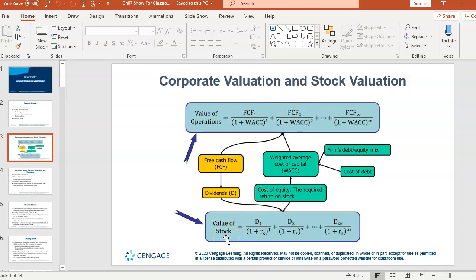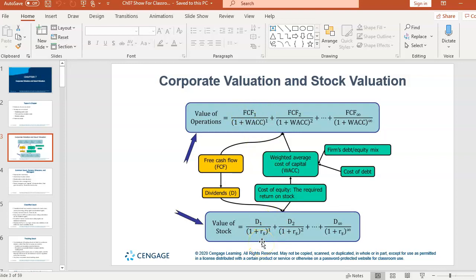At the bottom, then, is the value of the stock. In this example, it is the value of all dividends from now until the future divided by 1 plus R. R sub S is the required return on the stockholders' equity of the company. Very similar to the WACC, but focusing just on the return on equity as opposed to the cost of capital. So both formulas have different letters, but they're really doing the same thing.